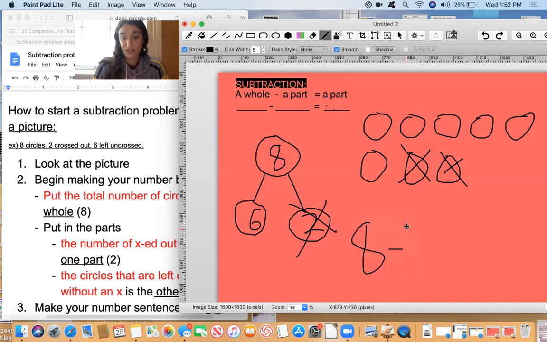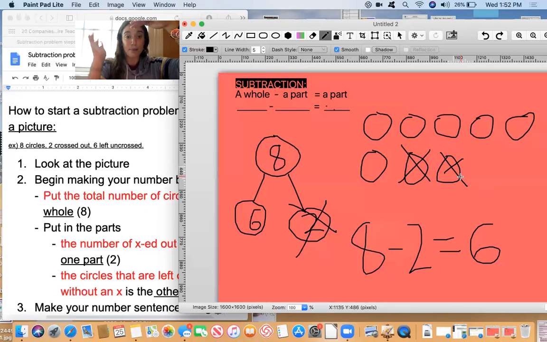I see 2 circles with X's, and I see the number 2 with an X, equals, how many are left? 1, 2, 3, 4, 5, 6 without X's, and the 6 is right here. So all we need to do when we get a picture is first we make our number bond so that we can understand what's being taken away and what's left. And then we make our number sentence. So 8 minus 2 equals 6.